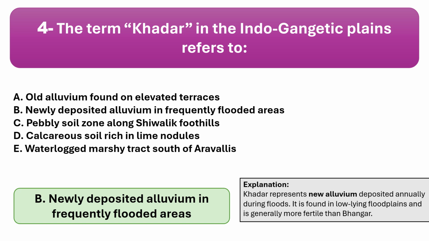See, the Kadar is the newly formed alluvium which is deposited due to various floods and fast moving streams, and it is usually low lying and prone to floods. It is more fertile than Bangar, which is situated slightly above the Kadar, and Kadar is usually very fertile when compared to other forms of alluvium.